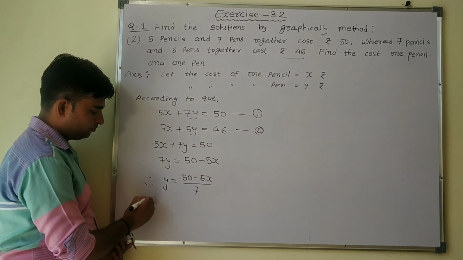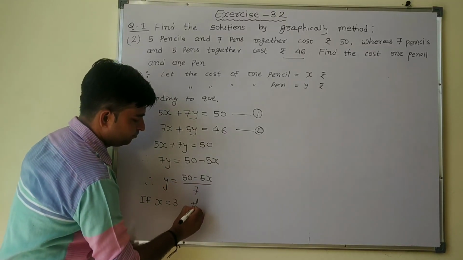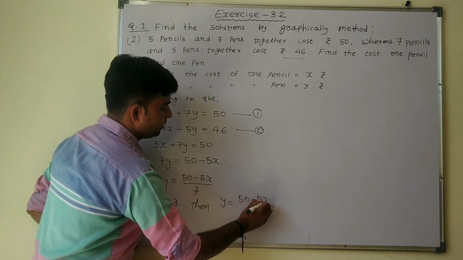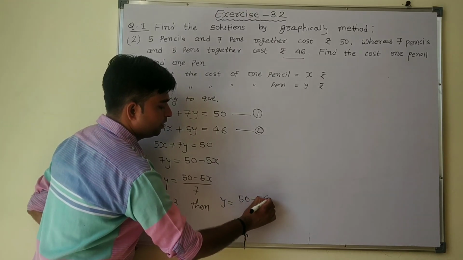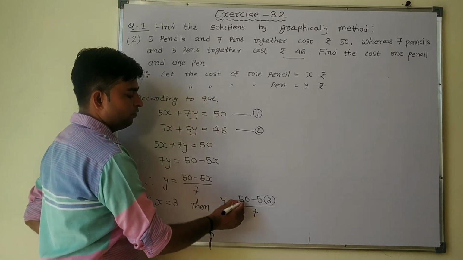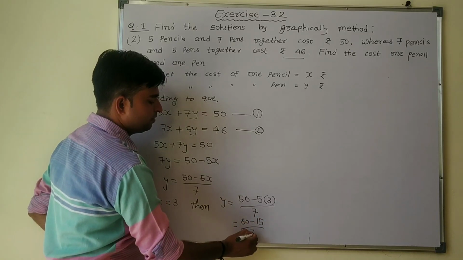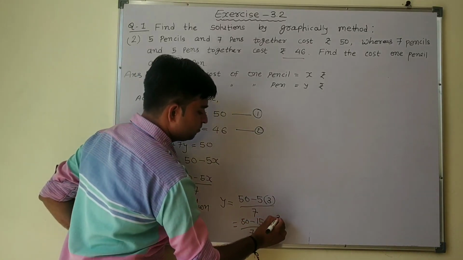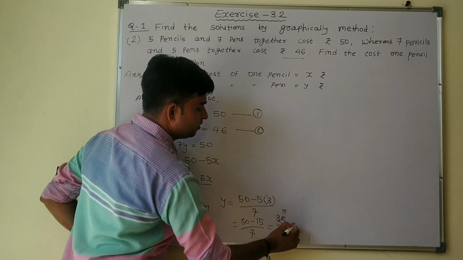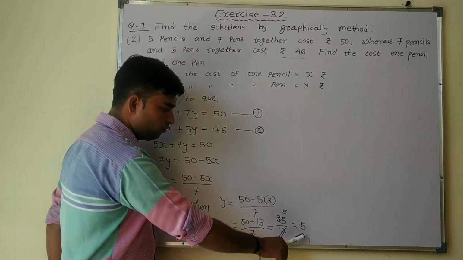So if x equal to 3, then y is equal to 50 minus 5x. x की जगह पे हम 3 पुट कर देंगे, so 50 minus 5 into 3 upon 7. Now 5 3s are 15, upon 7. 50 minus 15, so it becomes 35 upon 7. So यहाँ से कट हो जाएगा, 7 5s are 35. So we get 5. If x equal to 3, then y is equal to 5.